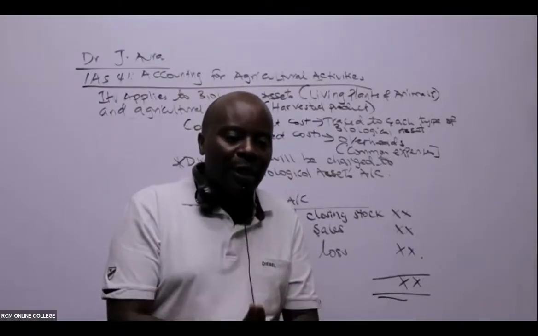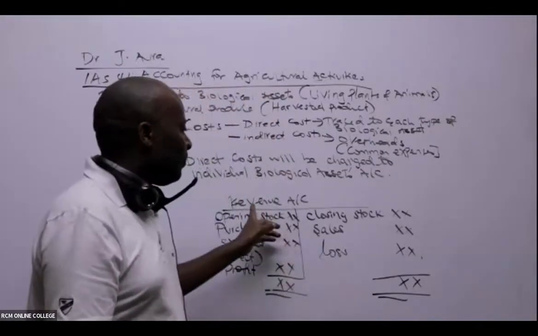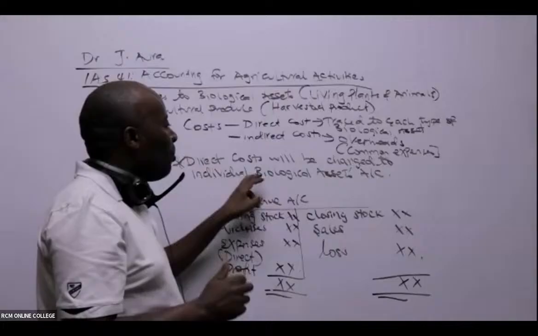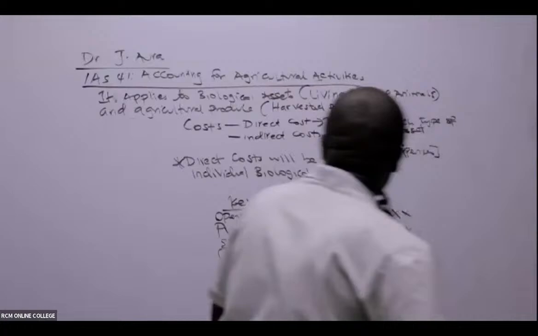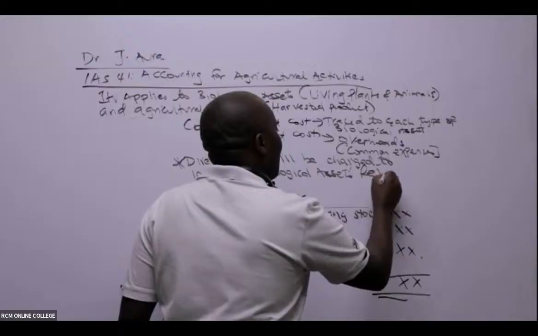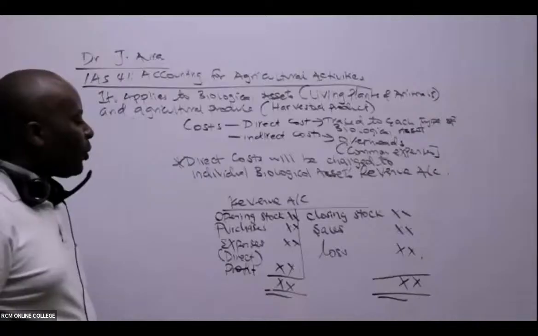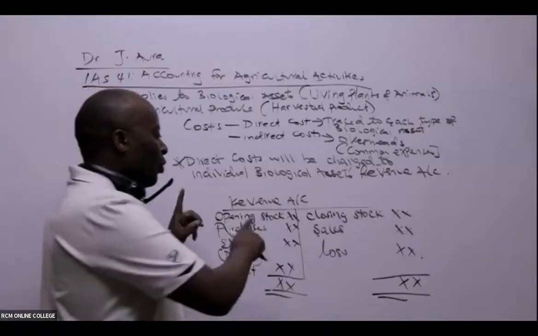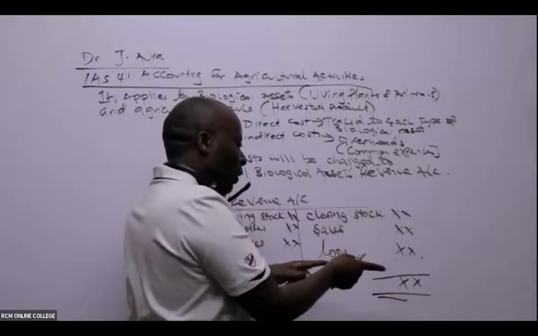I've told you, ladies and gentlemen, from the beginning that all direct costs will always be charged to the individual biological assets' revenue account. I've done an example of a revenue account. How does this revenue account look? Of course, we have opening stock on the debit side, and closing stock will go to the other side.